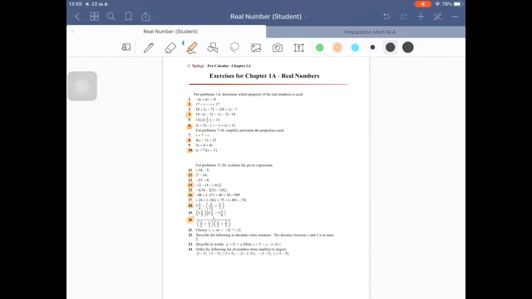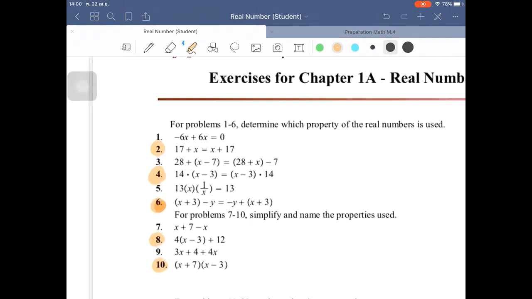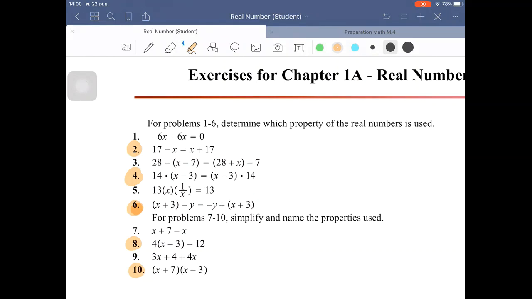Okay, let's see the answers. The first one, question 2. The property this question asks about is the commutative property. You see why? Because it's just switching the numbers from 17 plus x to x plus 17. That's it. Commutative.